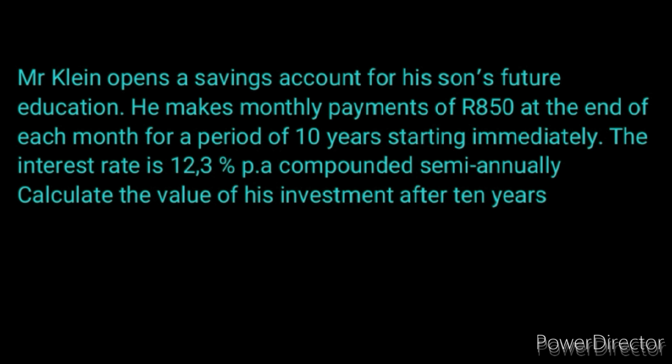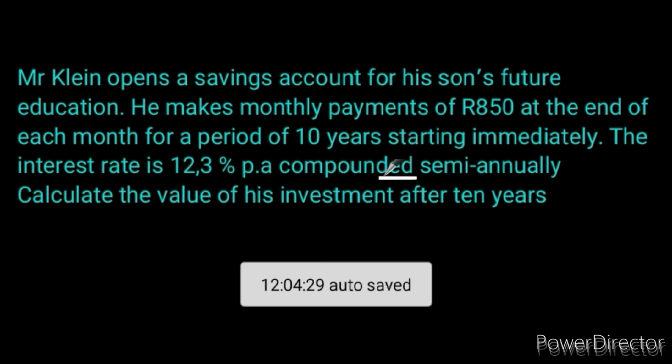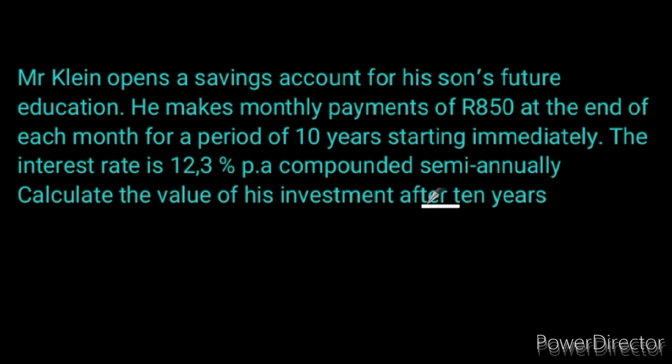Alright, here is another question. You are told that Mr. Klein opens a savings account for his son's future education. He makes his monthly payment of $850 at the end of each month for a period of 10 years, starting immediately. The interest rate is 12.3% per annum compounded semi-annually. Calculate the value of his investment after 10 years.